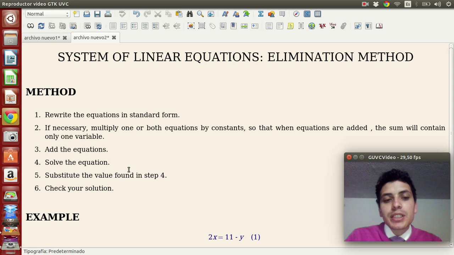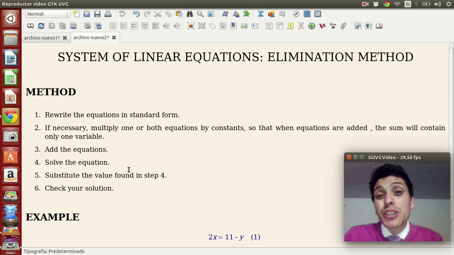Rewrite the equations in a standard form. If necessary, multiply one or both equations by constants so that when the equations are added, the sum will contain only one variable. Add the equations, solve the equation, substitute, and check your solution.